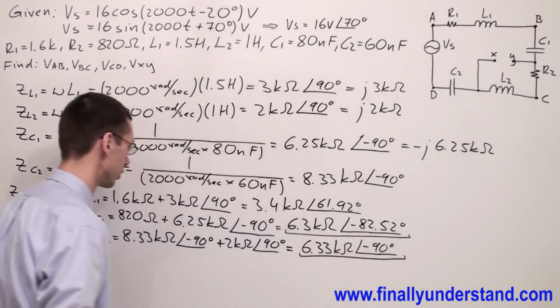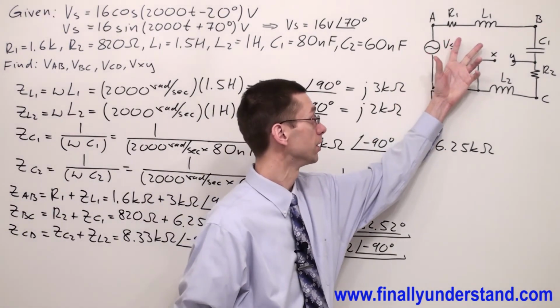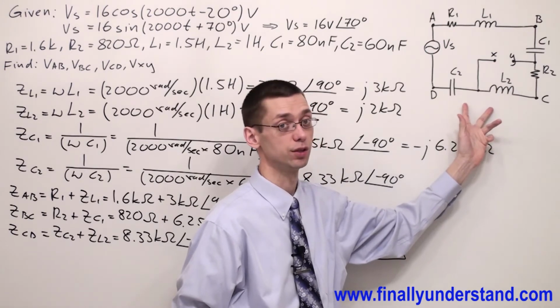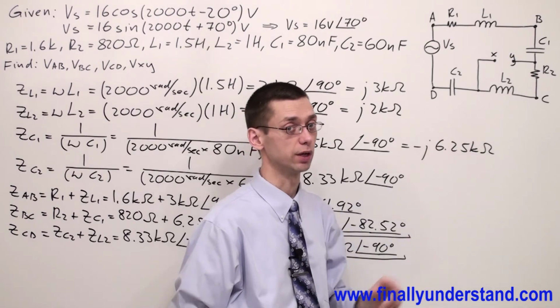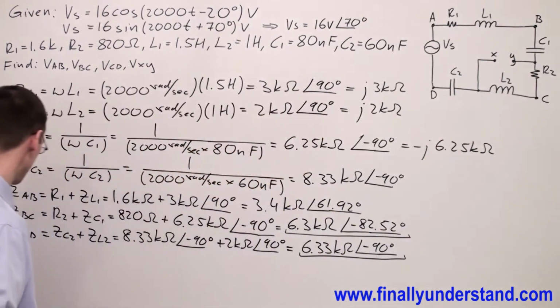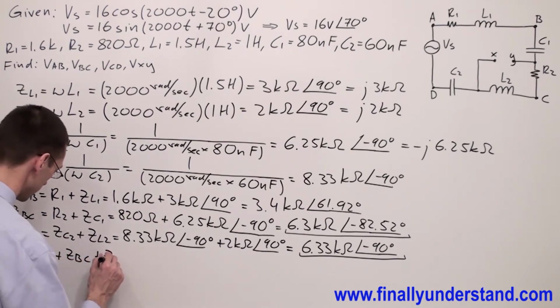Okay, so we found the following impedances: ZAB, ZBC, and ZCD. Now, if you are going to add all of them together, you're supposed to get Z total. So, Z total you can find in two ways. Let me show you two ways. Okay, so if Z total is equal ZAB plus ZBC plus ZCD.